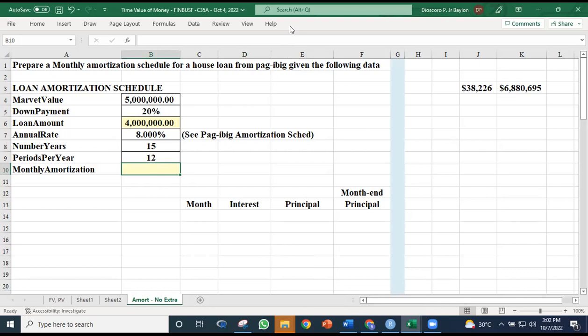Hinahanap natin yung monthly amortization. Ang ilo-loan natin 4 million, diba? 8% yung annual rate. 15 years yan.